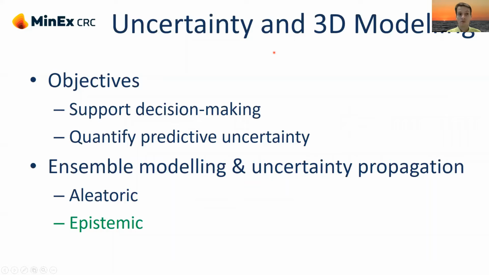3D modeling is really useful to support decision making, and it is used to quantify predictive uncertainty. To do that, we need to perform ensemble modeling, which means generating an ensemble of stochastic geological realizations. At the same time, it requires a proper propagation of uncertainty. The two main sources of uncertainty are aleatoric, related to data errors, and epistemic, related to the lack of data at spatial locations that were not sampled, for instance, and to the lack of knowledge, or in other words, conceptual uncertainty.